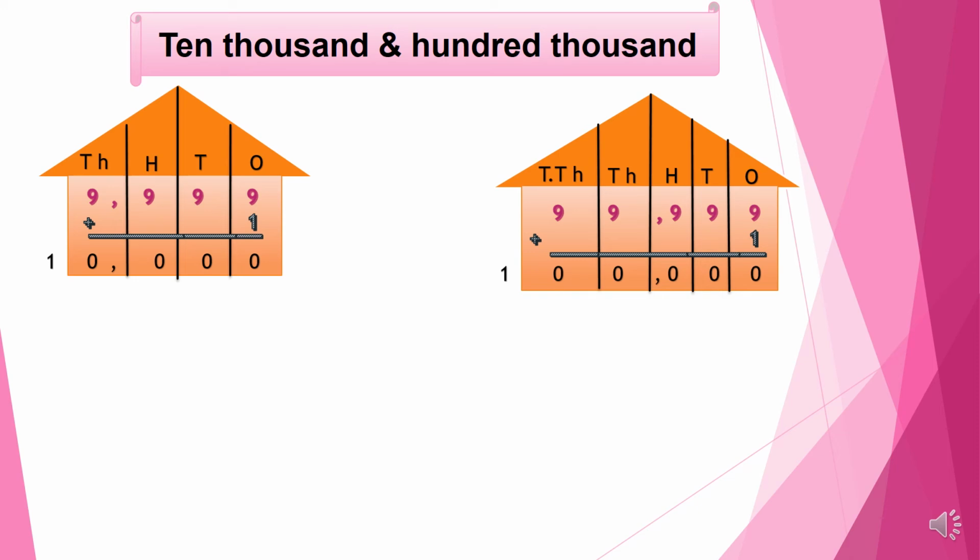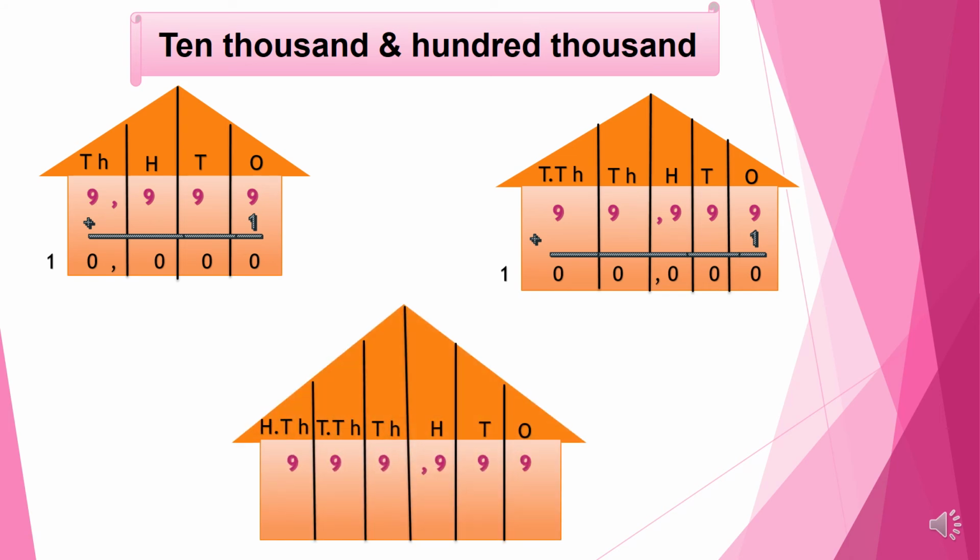If we add 1, we will get a number which contains 6 digits. So we need a bigger home which contains 6 rooms like this. Ones, tens, hundred. This is the ones family. Let's move to the thousand family: 1,000, 10,000, 100,000. Okay, repeat with me. Ones, tens, hundred, thousand, 10,000, 100,000. And the greatest 6-digit number contains 6 nines. We will put 6 nines.